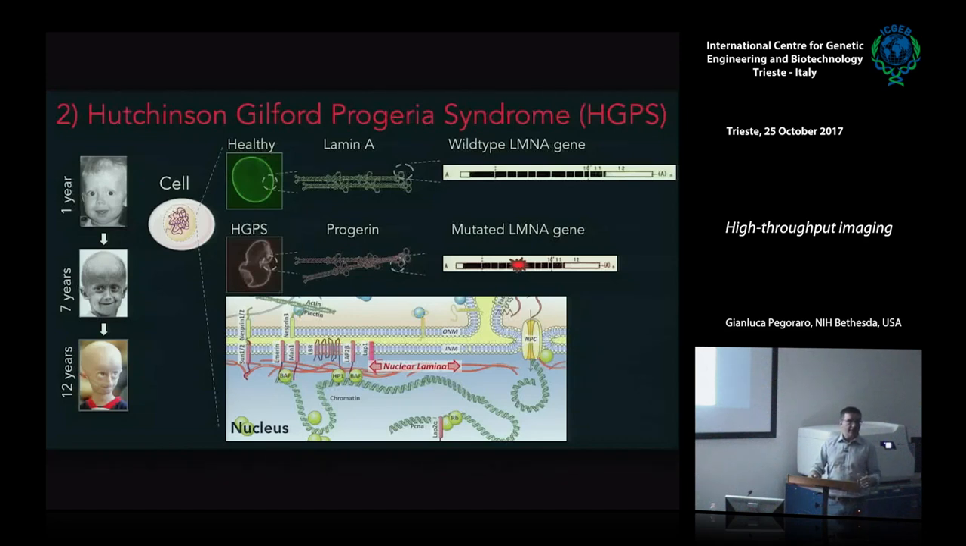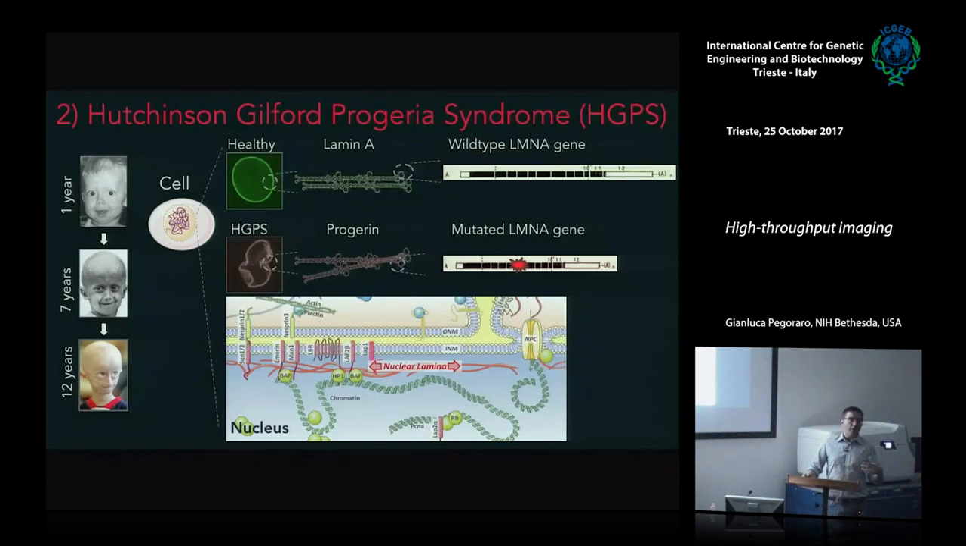HGPS is a genetic disease, and at a molecular level, it's caused by a recurrent de novo point mutation in the lamin A gene. Lamin A is an essential component of the nuclear lamina, which, as I said before, maintains the structural integrity of the nucleus and regulates several nuclear pathways.